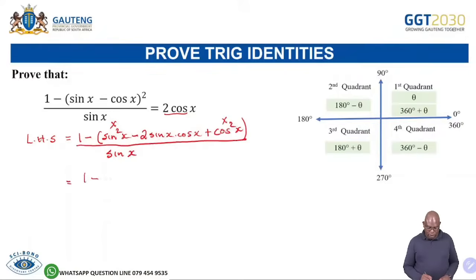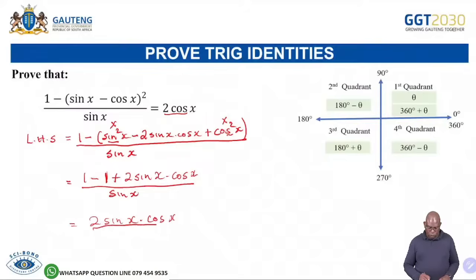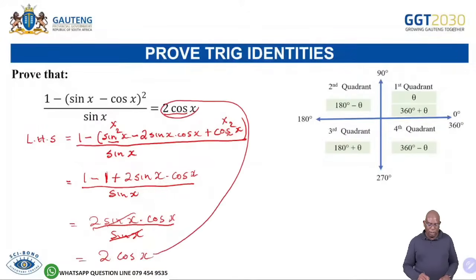So I'll have 1 minus my famous 1. Negative times negative is positive 2 sine x cos x. This one here is the sine squared plus cos squared x. And that is divided by sine x. 1 minus 1 is 0. I'm left with 2 sine x cos x all over sine x. What cancels out? That. What am I left with? 2 cos x. Is it the same as the right hand side? Yes. I write the right hand side. So the left hand side equals the right hand side.